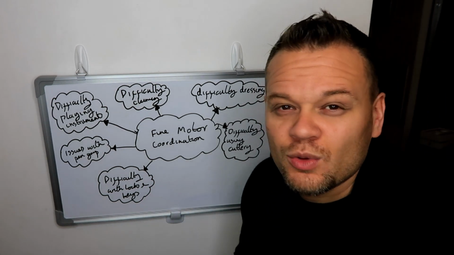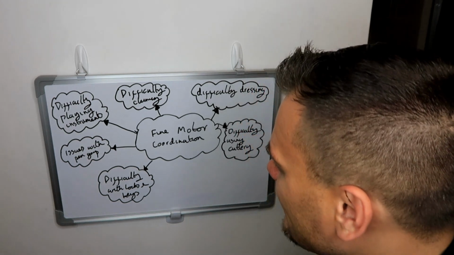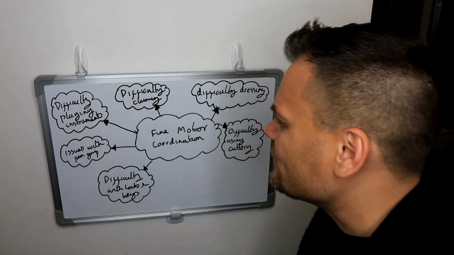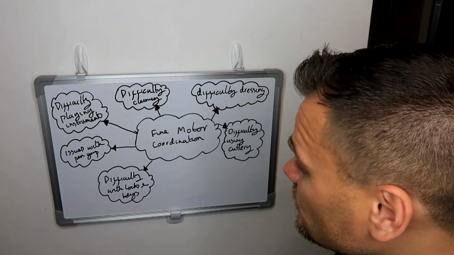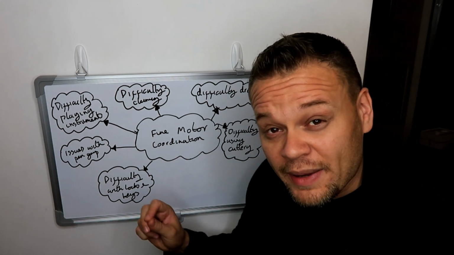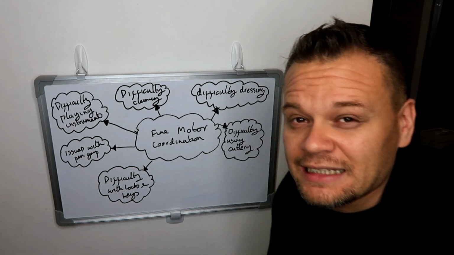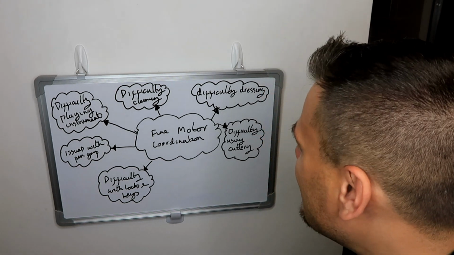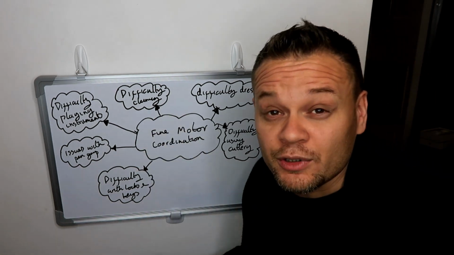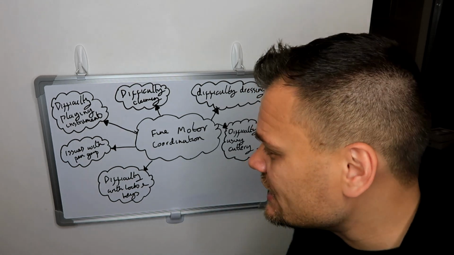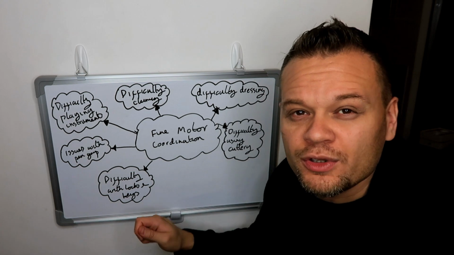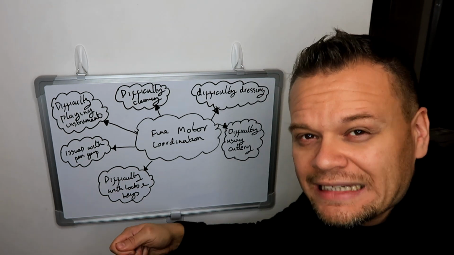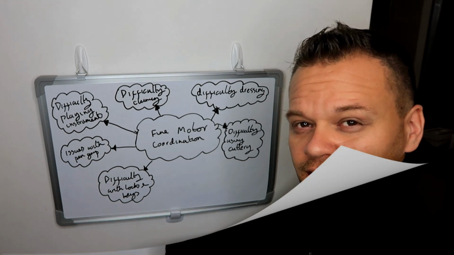So let's go back to our example with John. John has dyspraxia, and this is evident because he has difficulty playing instruments and he also struggles with his pen grip. And then let's take Sally. She has difficulty cleaning because of her fine motor coordination issues, and she spends 10 minutes trying to open the door because she struggles with putting the key in the lock.